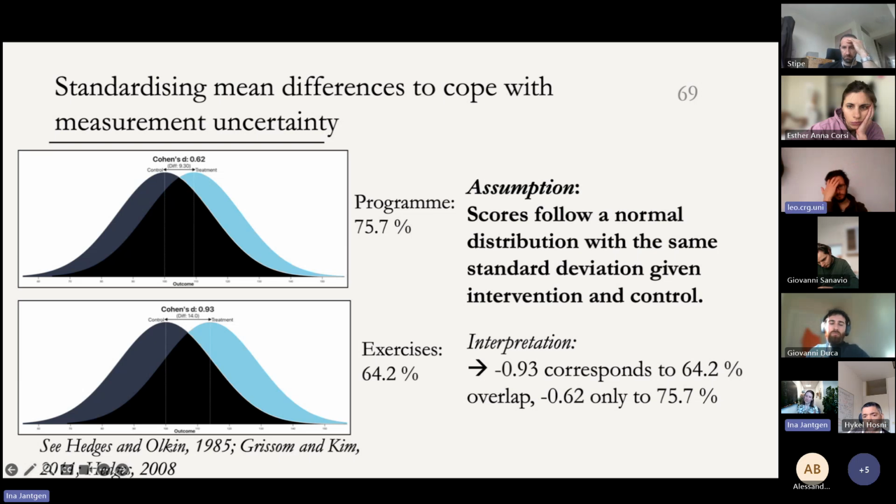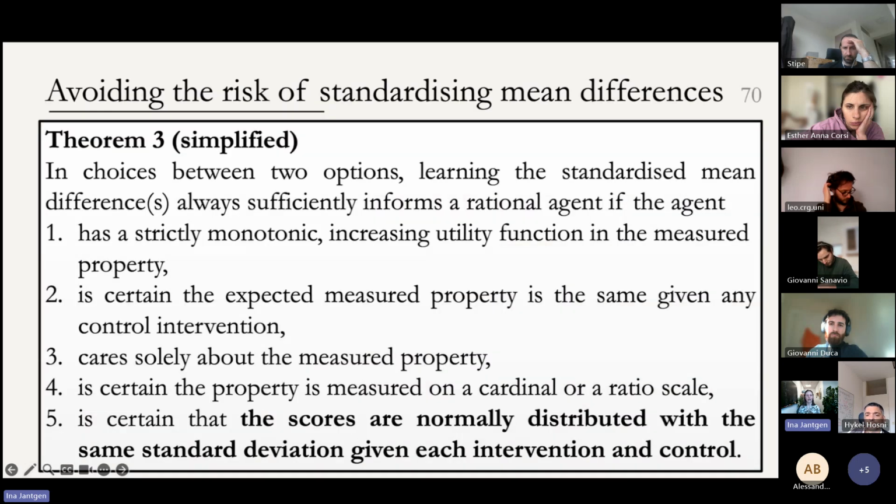Similarly, go back to this way of interpreting standardized mean differences, in which we assume that the measurement scores follow a normal distribution with the same standard deviation in the intervention and control group. Now, again, one can show that if this assumption holds, then for at least some rational agents, standardized mean differences always sufficiently inform them. But again, we need to make assumptions here on the agent's utility function and on what kind of measurement uncertainty the agent is allowed to have.